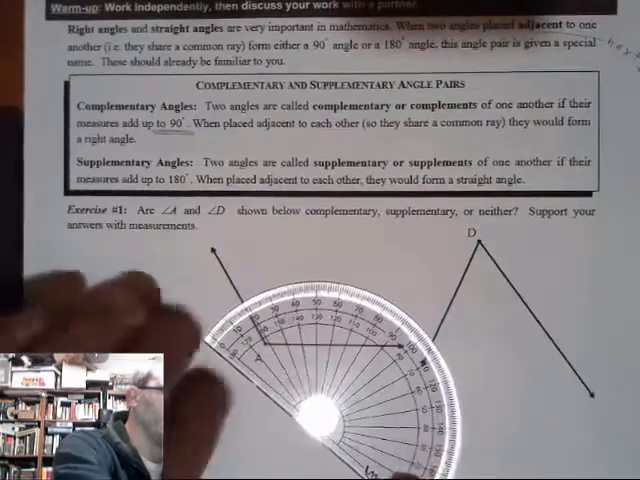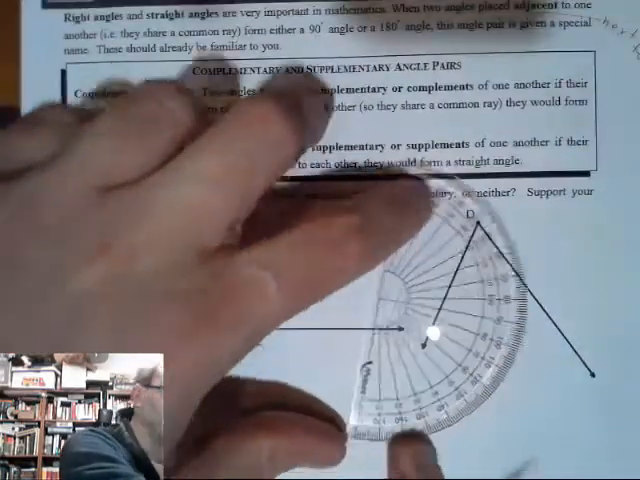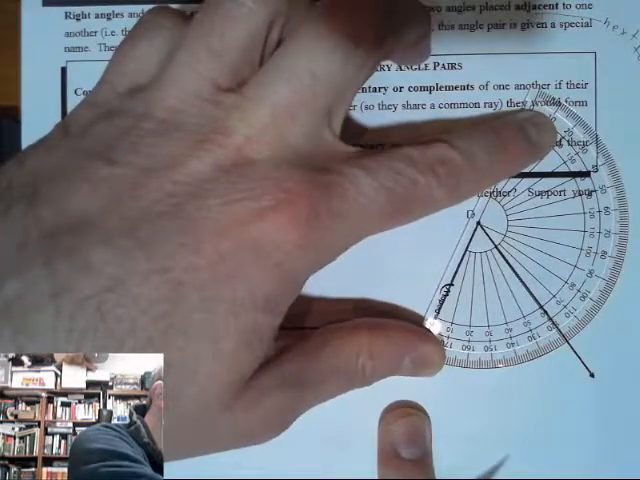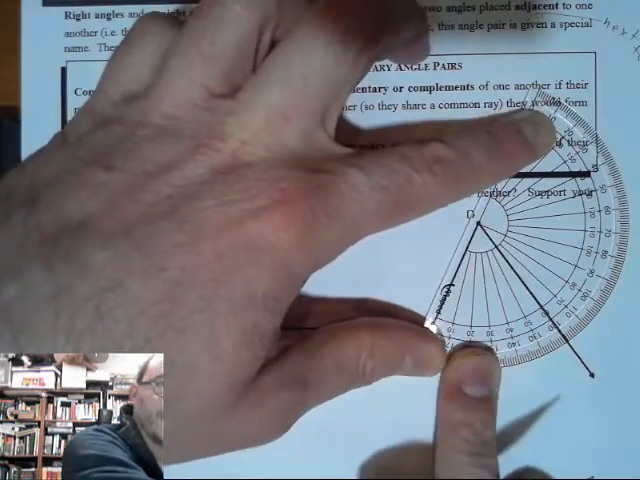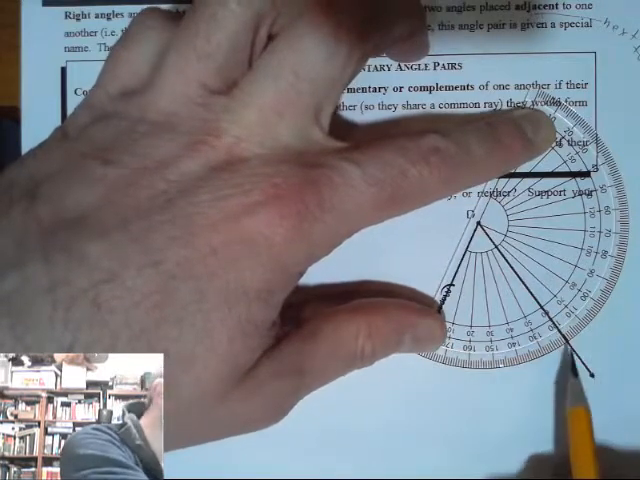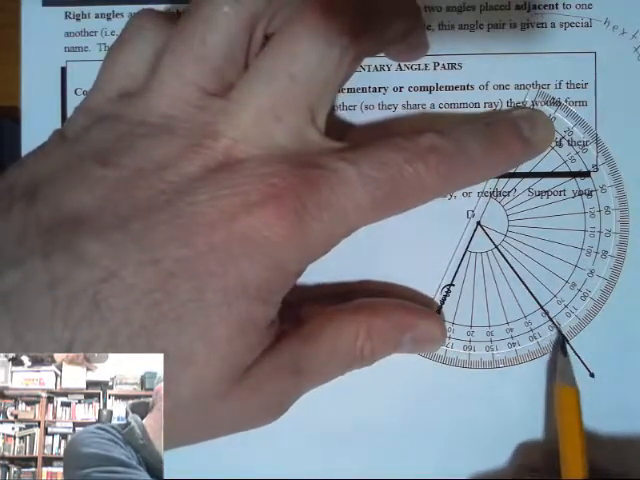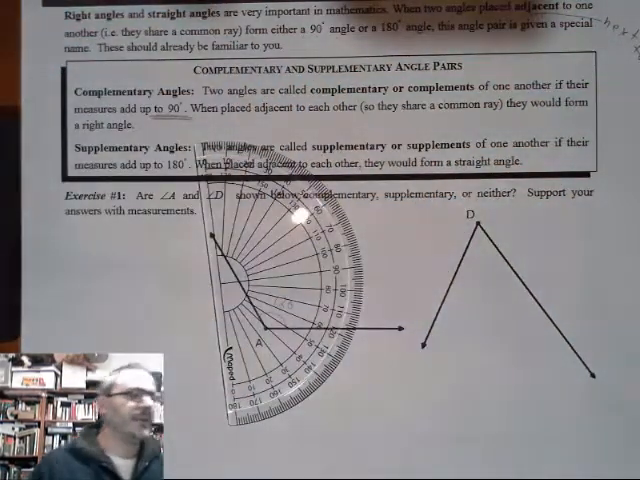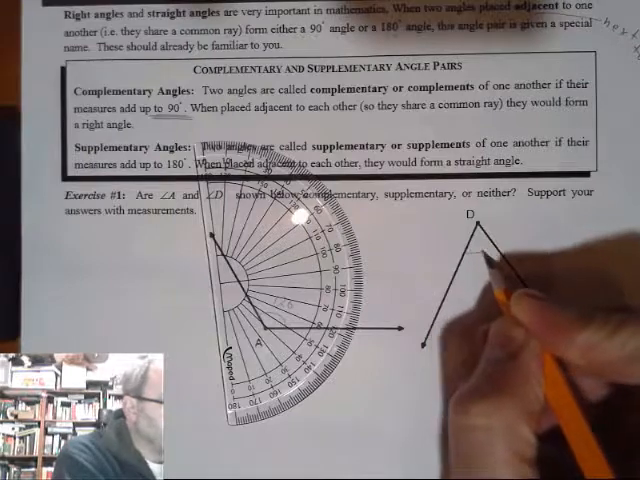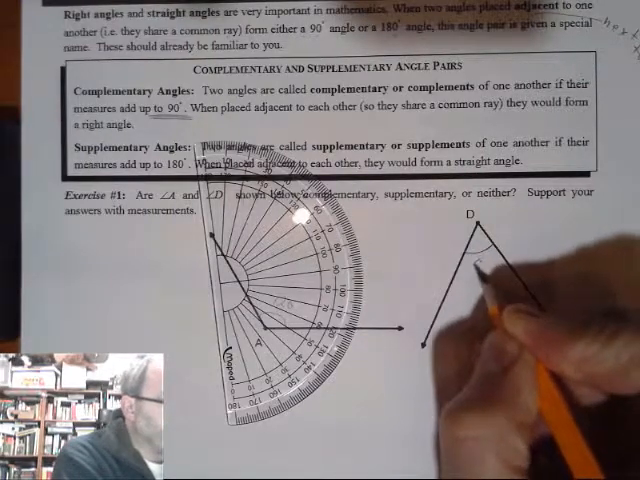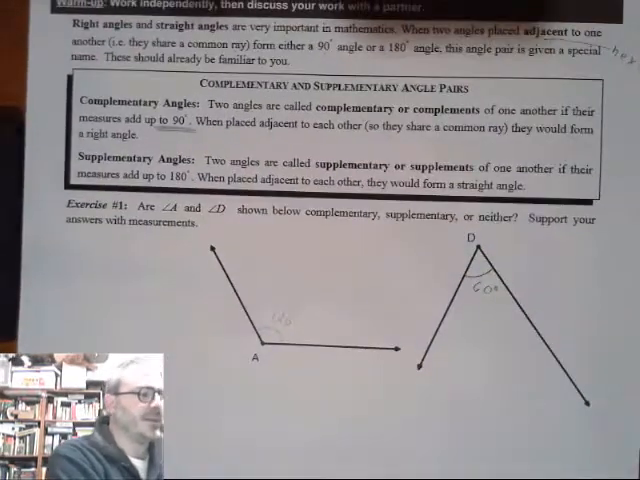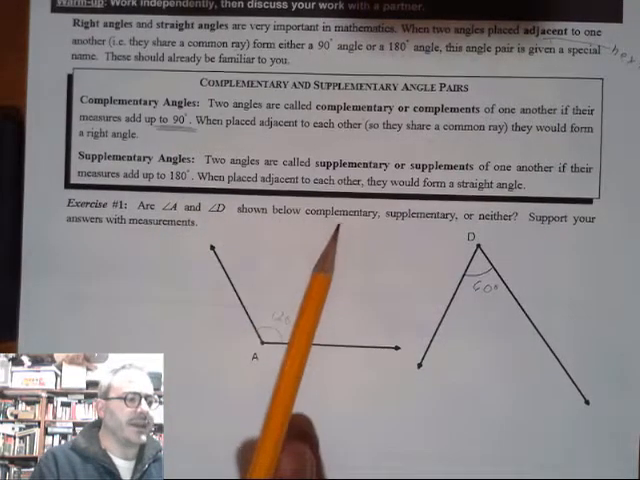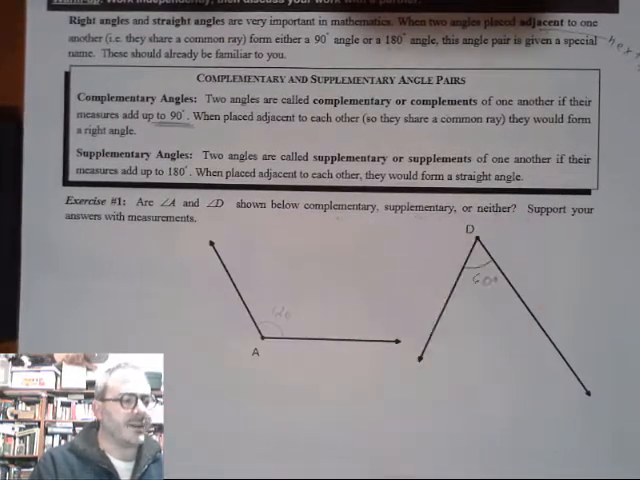And now I can either turn my page or turn my protractor. I think I'll just turn my protractor, if that's all right. That might make it a little harder for you to see. Now I'm lining up my protractor here, and I'm reading it. It says this angle here is either 120 or 60. I look at this and say, oh, that's an acute angle, so I know it's not 120. It's going to be 60 degrees. Okay? Now the question asks, are angles A and D shown below complementary, supplementary, or neither?